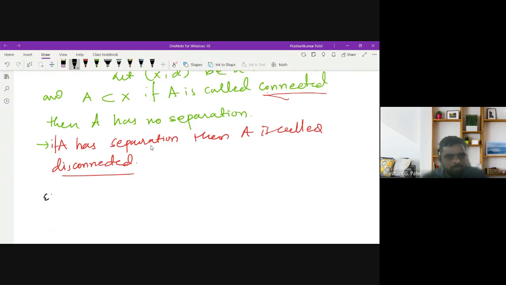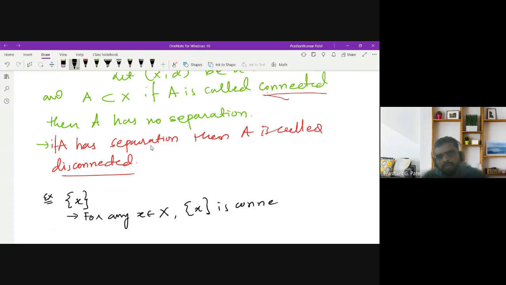For example, any singleton set X, it is easy to prove that it has no separation. So I can say that for any x in X, if X is a metric space, a singleton set is connected.